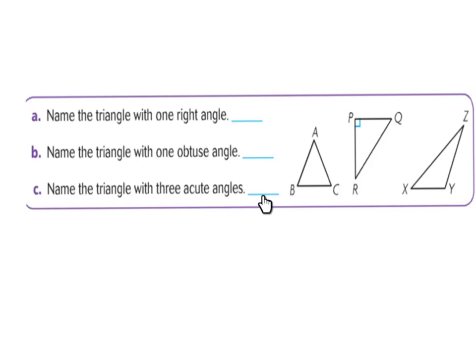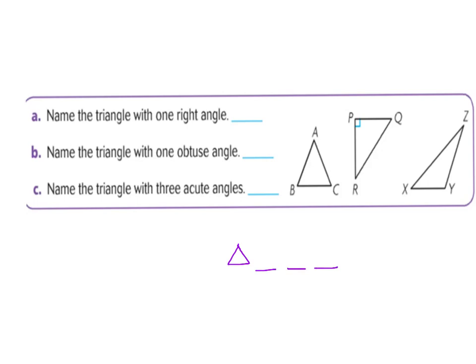Remember, whenever you write the name of a triangle, you're going to make a triangle symbol to say the word triangle, and then you're going to put the three letters down. So go ahead, pause the video, and write your three answers down for questions A, B, and C, and then when you're ready, press unpause, and we'll see if you agree with me.